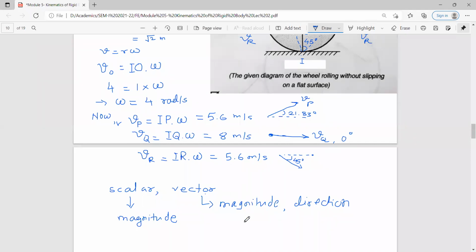If you say that a point is moving forward with some velocity, you cannot say that it has traveled a distance of 20 meters in the backward direction. You should also know the direction of motion of a particular point. Yes, sir, got it. Okay.